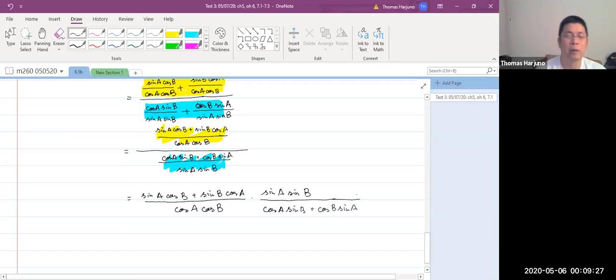Okay, I multiply by the reciprocal. So this is the numerator divided by, multiplied by the reciprocal. Okay, so then what next?